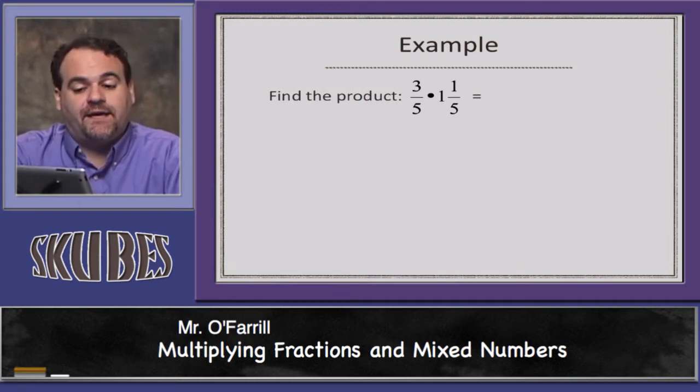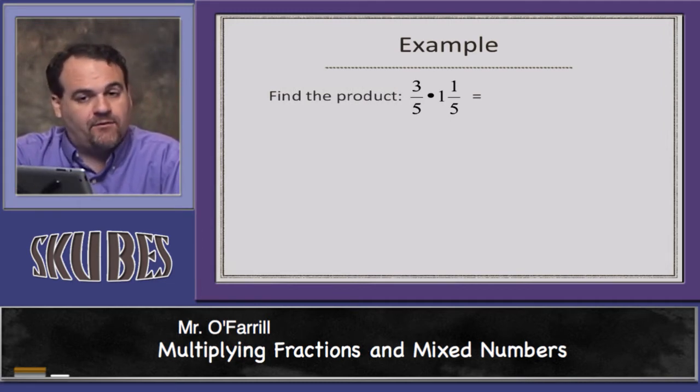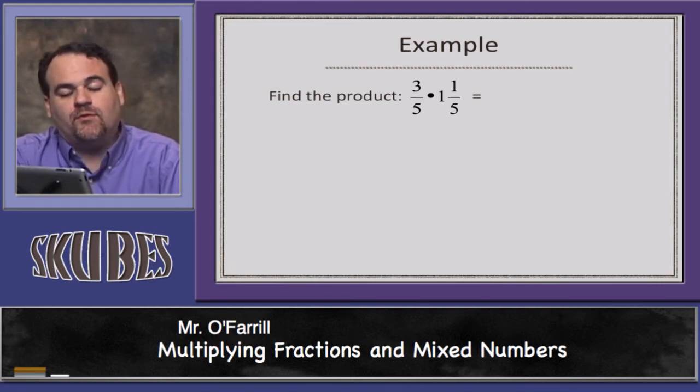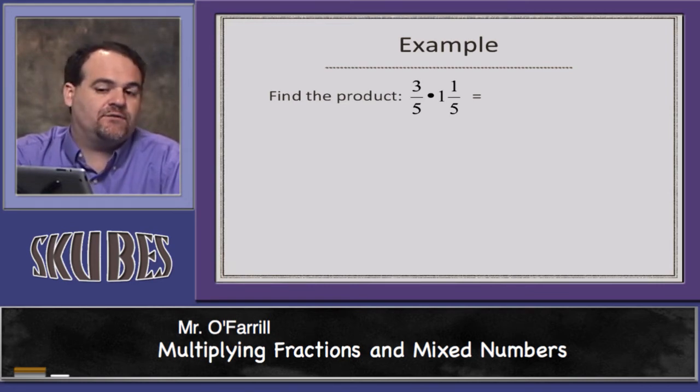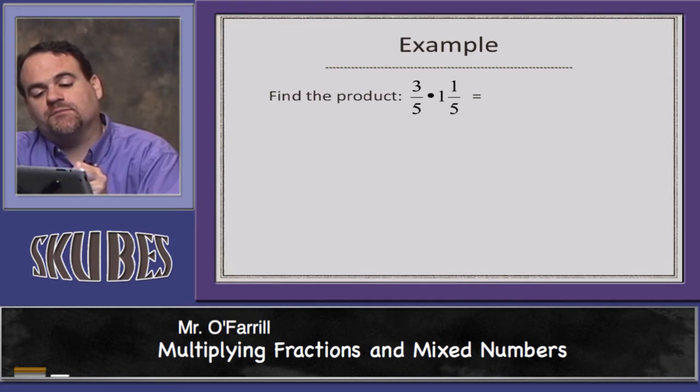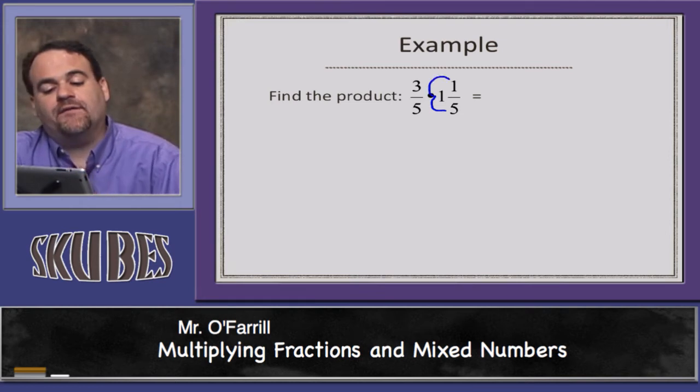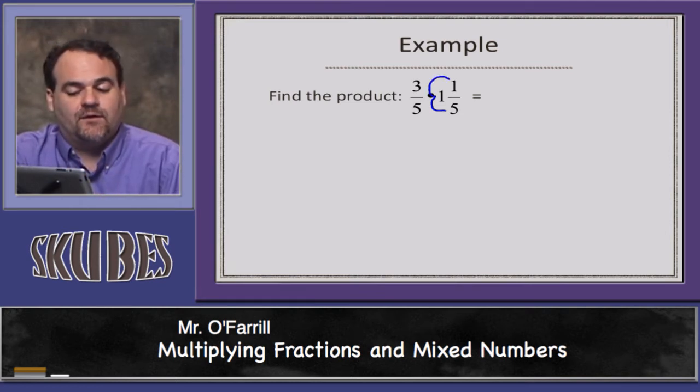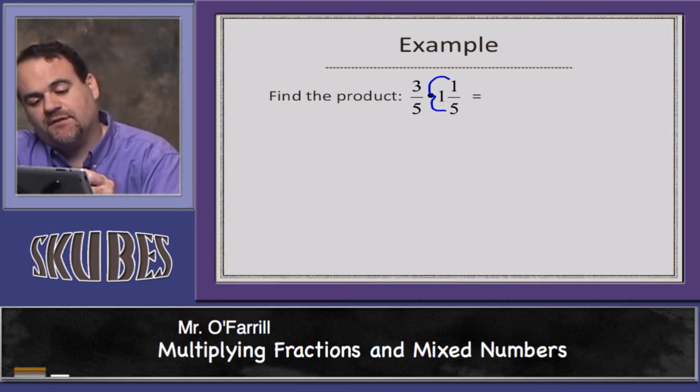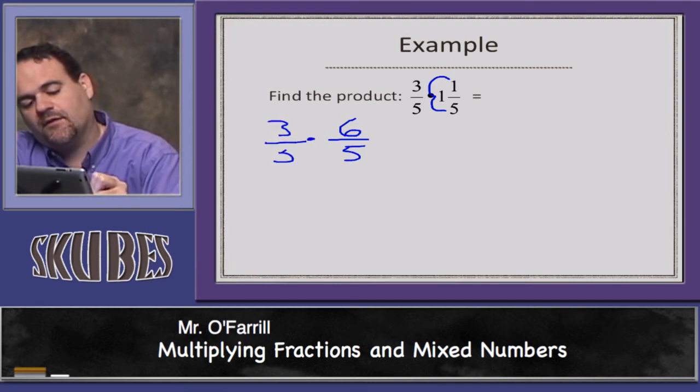And let's find the product again, but this time we have a mixed fraction. Remember, when you are converting a mixed fraction into an improper fraction, you multiply the denominator by the whole number and then add that number to the numerator. 1 times 5 is 5, plus 1 is 6. The second number is 6/5, which is being multiplied by 3/5.